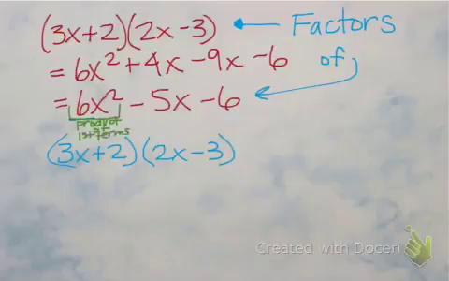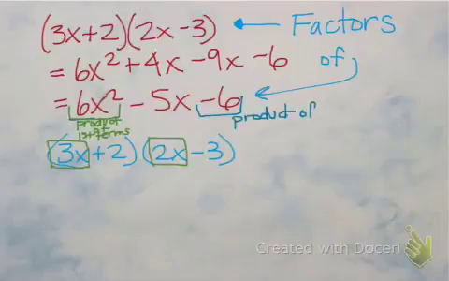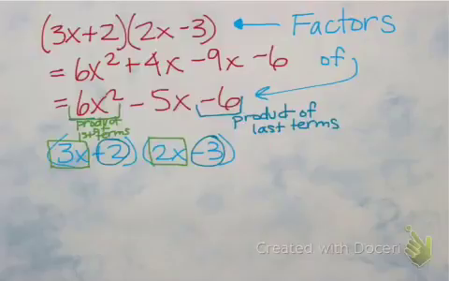Okay, so let's take a closer look at 6x squared. When we look at 6x squared, we can see that it's a product of the first terms of the two factors. So the first terms are 3x and 2x. The last part, negative 6, is a product of the last terms, so our last terms being 2 and negative 3. 2 times negative 3 gives me negative 6.